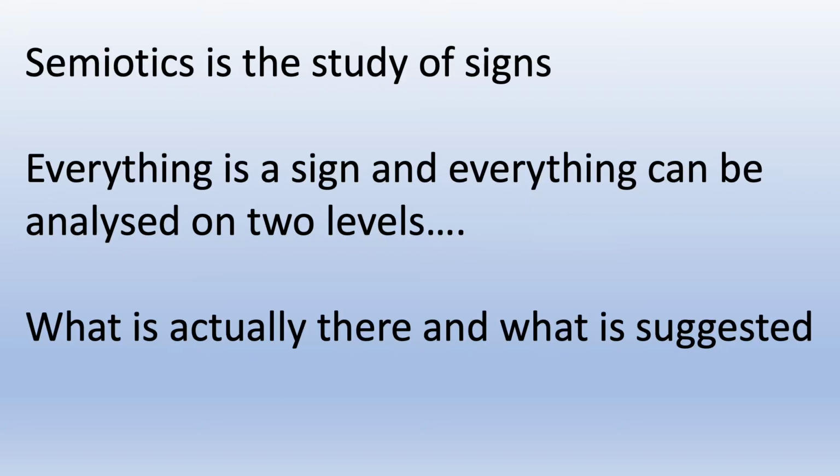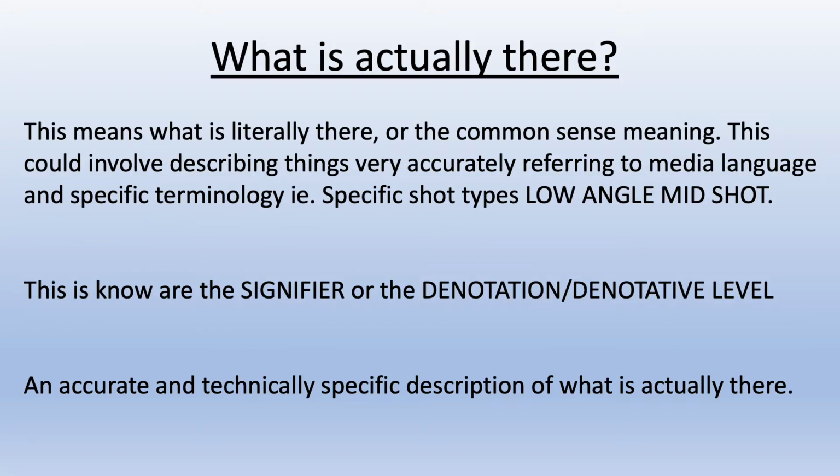So semiotics is the study of signs. Everything is a sign and everything can be analysed on two levels: what is actually there and what is suggested. So they're the two different levels. What's really there, a technical description of what's there, and what is suggested.